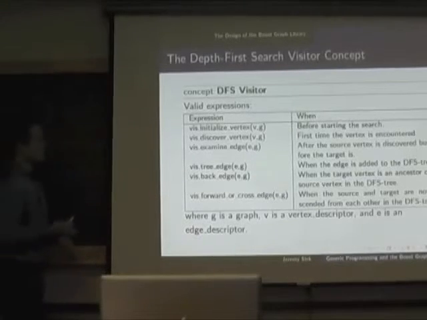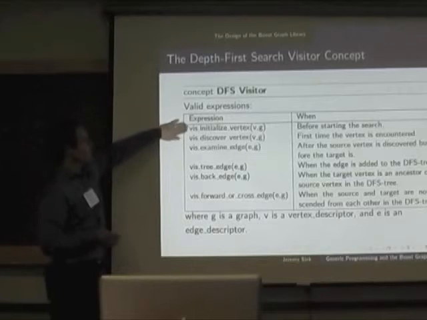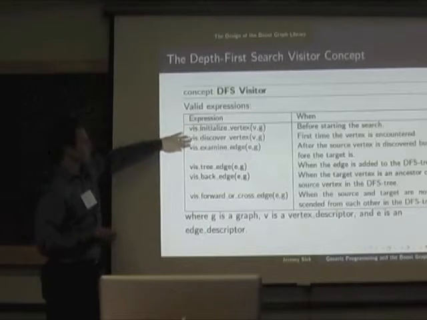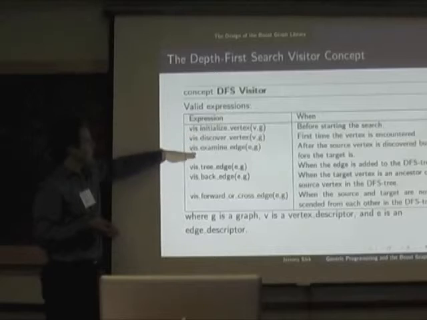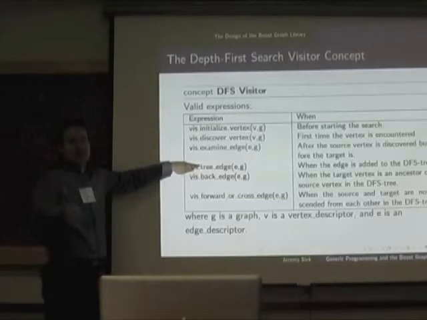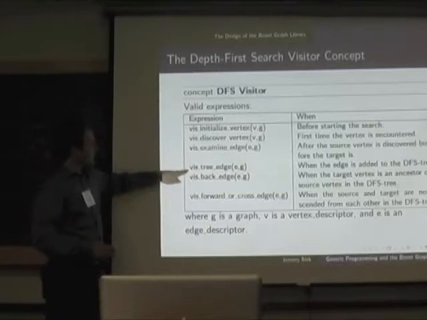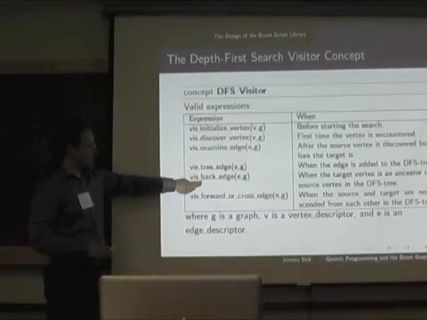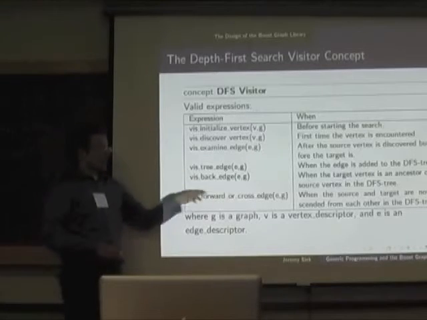So once we have this new color scheme, we can put a whole bunch of generic callbacks into the depth first search algorithm. When you first initialize a vertex, when you discover a vertex for the first time, when you're looking at an edge, when you've figured out this is a tree edge, an edge that I'd actually traverse to find where I need to go. A back edge, this is where you've got a cycle, or where you've got a forward or cross edge.